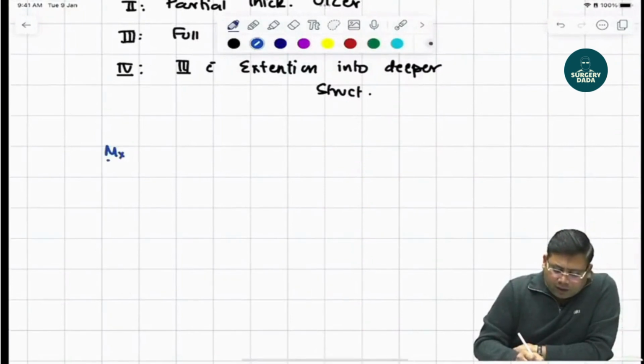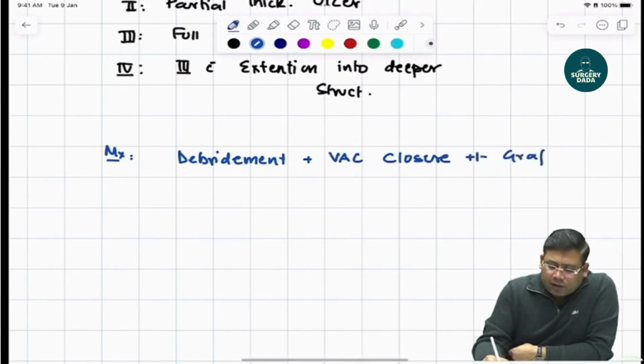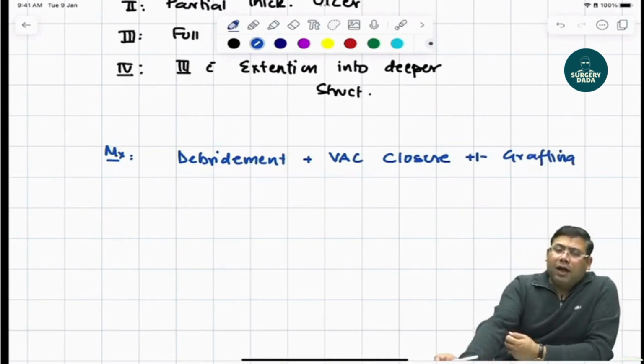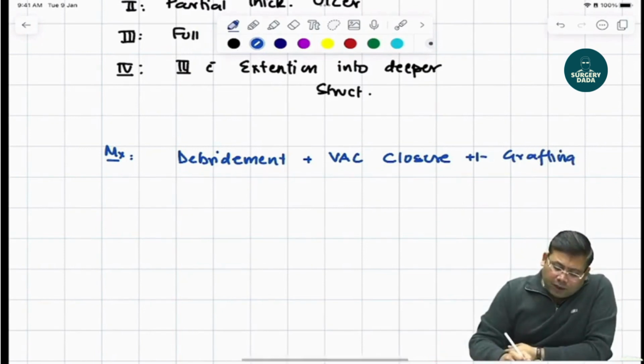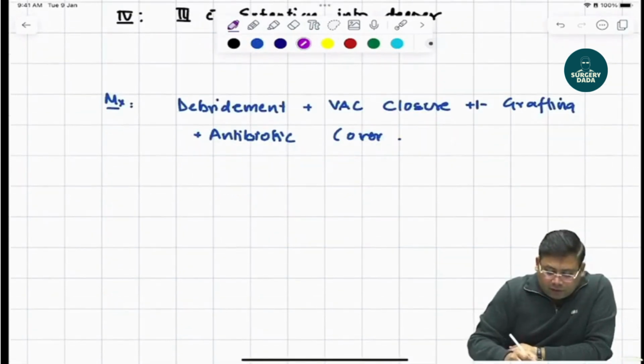The treatment is debridement of the necrotic content. Along with that, the vac closure. You can go for a vac closure plus or minus grafting once healthy granulation tissue has arrived. So vac plus this, and along with that you need to give proper antibiotic cover. Now when we talk about prevention, this is again very, very important.